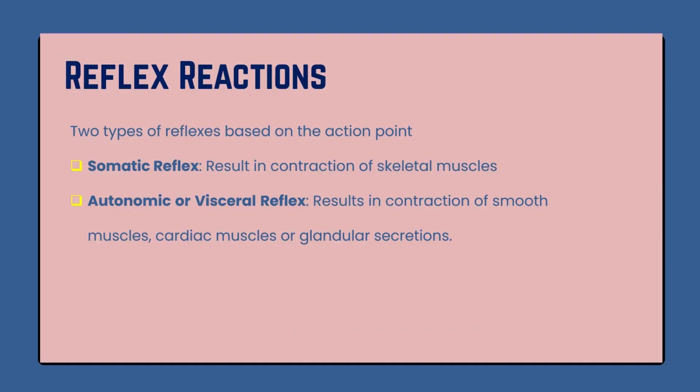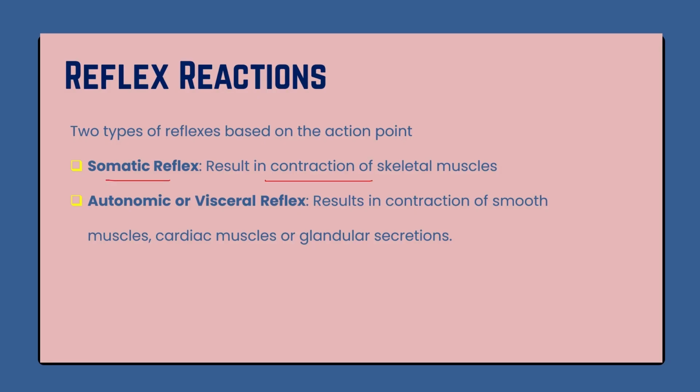Now, based on the action points, reflexes can be of two types. First is somatic reflex. What is somatic reflex? It results in contraction of skeletal muscles. Remember, what was the somatic nervous system involved in? Voluntary responses. What are voluntary responses? Like moving your hands, moving your legs, walking, picking something. All these were what? Something you do on purpose, where you are using your skeletal muscles, right? When you want to walk somewhere, you are using your skeletal muscles. So those were controlled by the somatic system. And when the reflex makes your skeletal muscles contract or move, those reflexes are called somatic reflex.